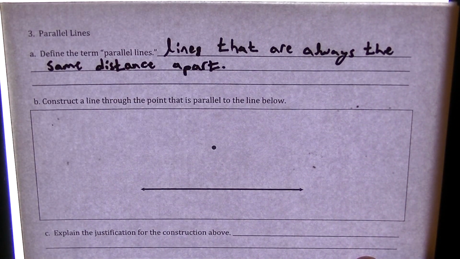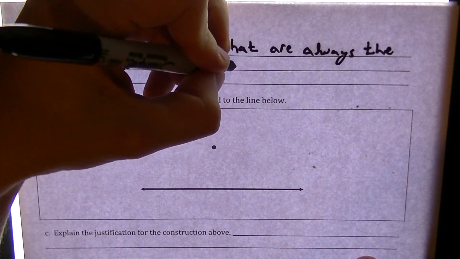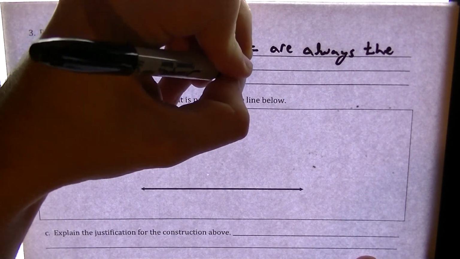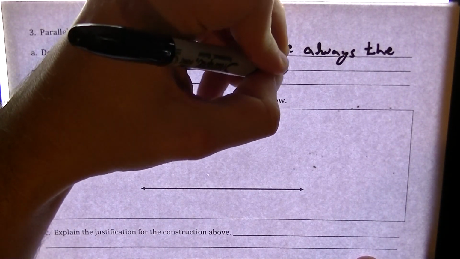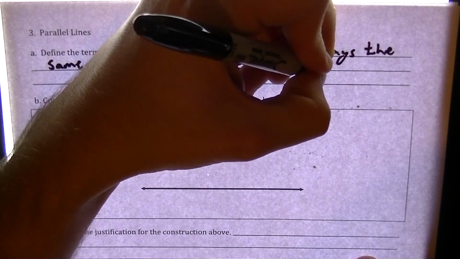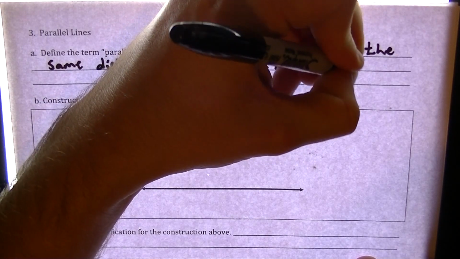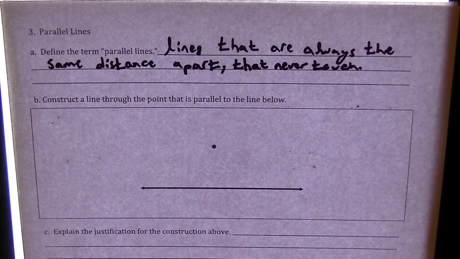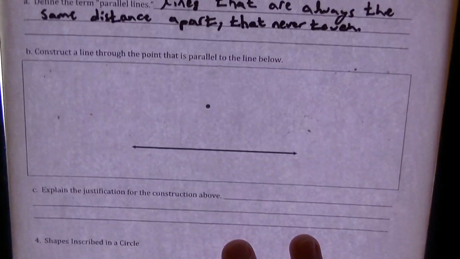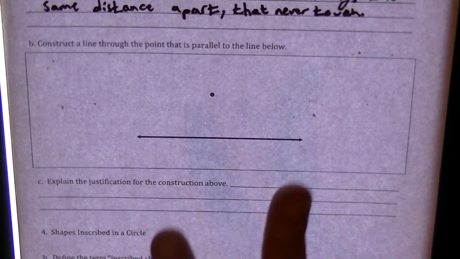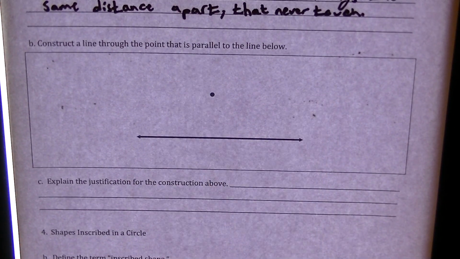And that means that they're never going to touch. So parallel lines are lines that are the exact same distance apart always, and that they never ever touch each other. All right. Now, to talk about a construction of a parallel line, there's really 2 ways to do it, and I kind of want to show both in this video.